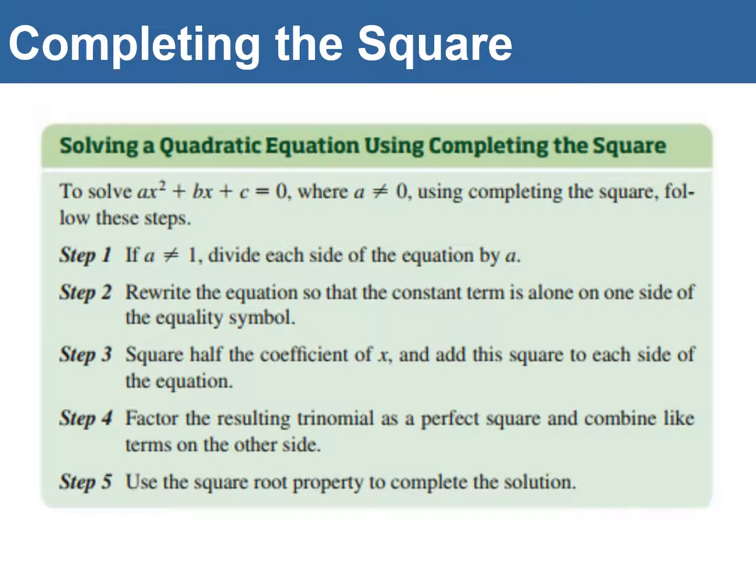So suppose we want to solve a quadratic equation using completing the square. Well, if a is not equal to 1, then you need to divide each side through by a. First step, always get the coefficient of the x squared term to be 1. Now, you want to rewrite the equation so the constant term is on the other side of the equation, all by itself. And then take the middle term, divide by 2, square it, and add that to both sides. Then you'll factor the left side as a perfect square trinomial. And then you'll use the square root property to complete the solution. This sounds really complex, but after you do it a few times, it's pretty straightforward.